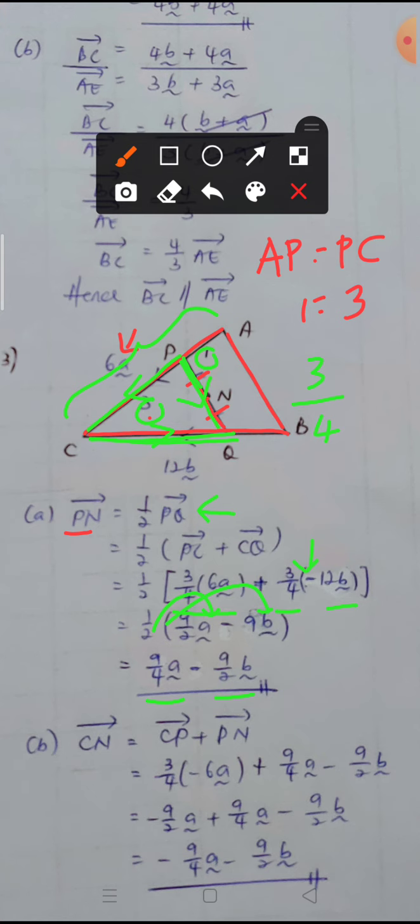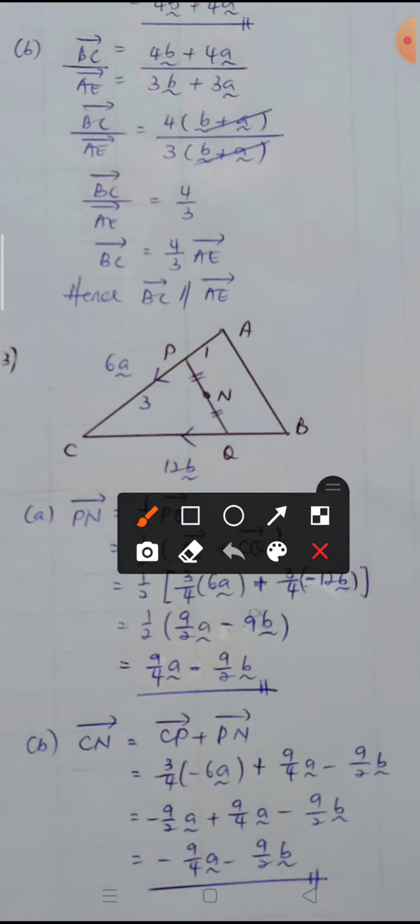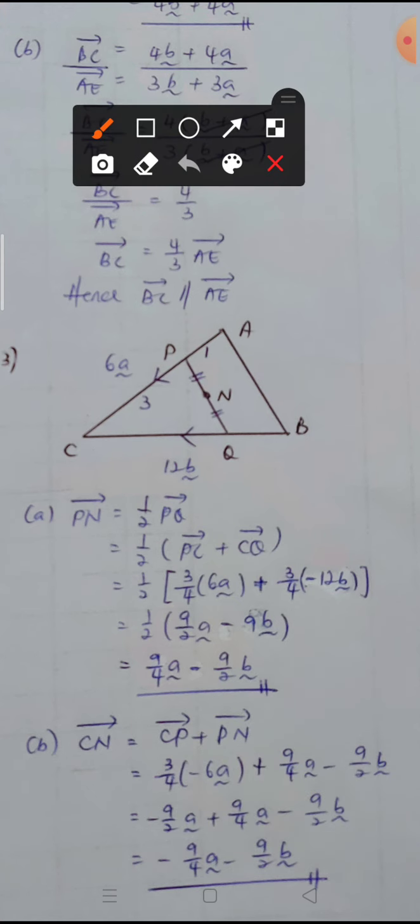This is vector PN. And then next we are going to continue with part B, vector CN. So where is vector CN? Vector CN is here. To get vector CN, we are going to use vector CP add with vector PN. Vector CP, just now we found PC, right? PC is 9 over 2A.